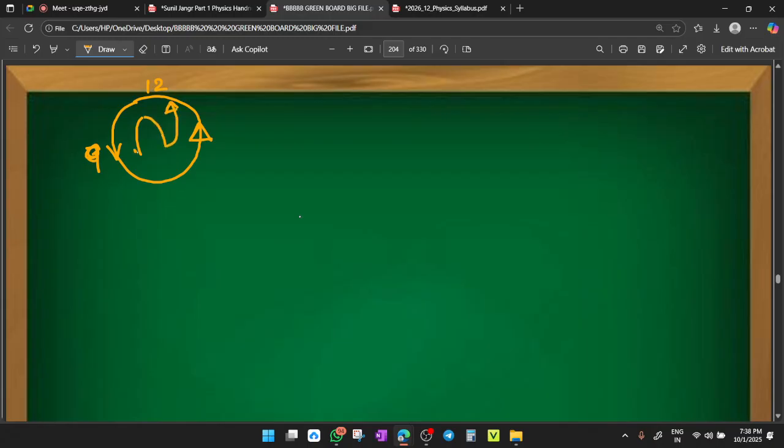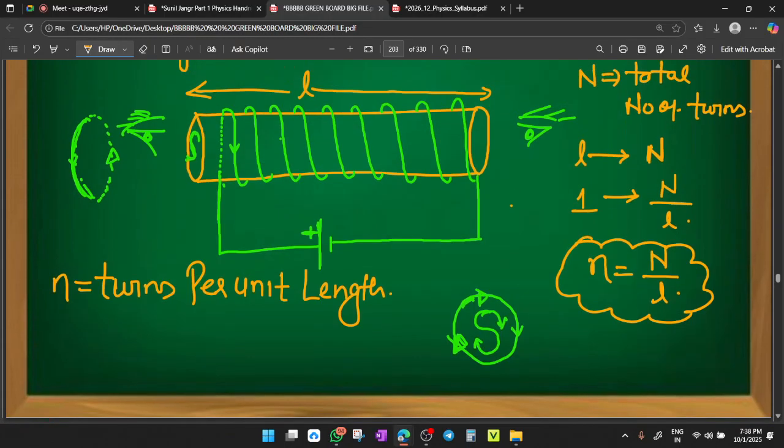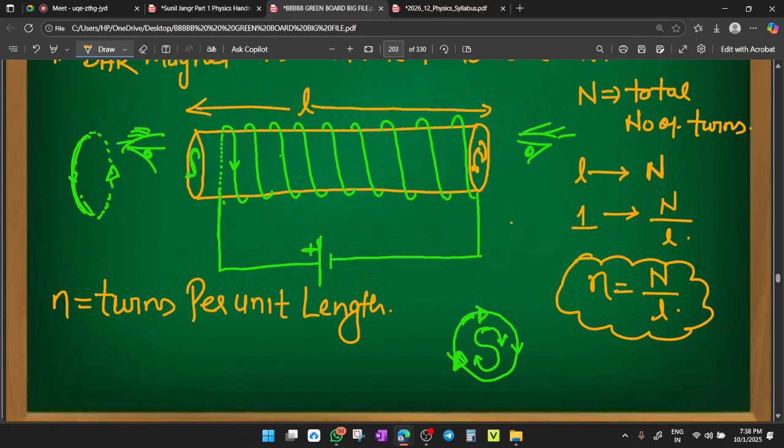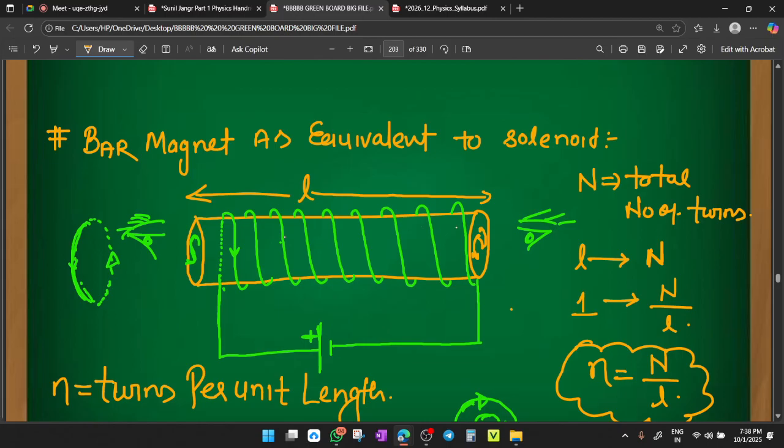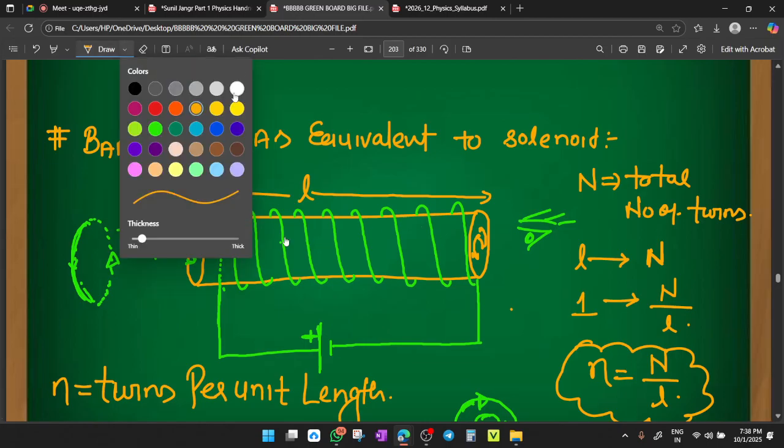Do these arrows support my north? This is north. Okay. These arrows are aligned in the direction of my north. So this is called north pole. So here it will develop the north pole. Clear? So now two poles are developed here, north and south. Because of the development of two poles, this solenoid will behave as a bar magnet.